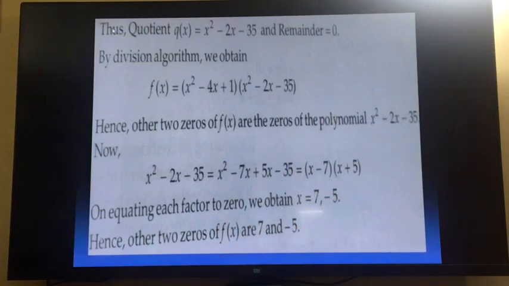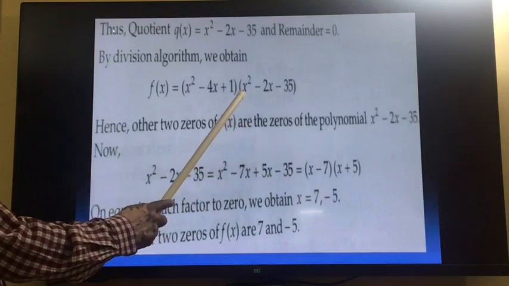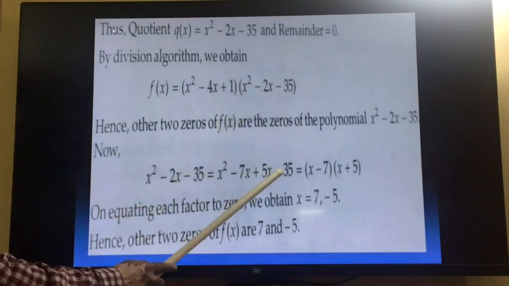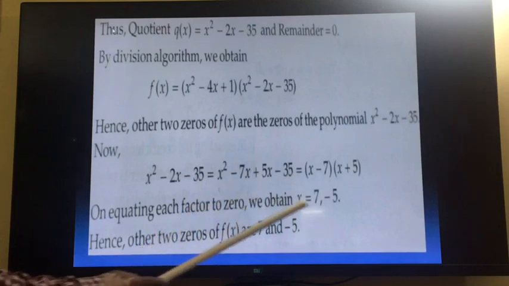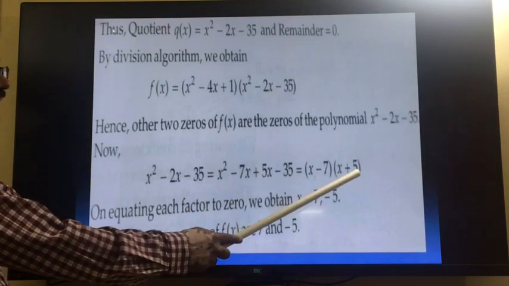And after this we want to find out zeros. Two zeros were given in the beginning, that was 2 plus root 3 and 2 minus root 3. After that you want the remaining 2. So for that, this is your divisor, sorry, quotient. So this quotient you will factorize by splitting the middle term. So you will get x minus 7 and x plus 5.